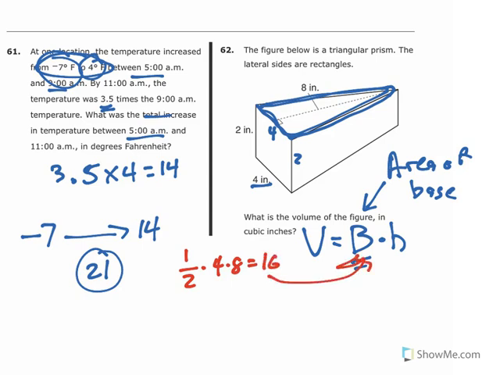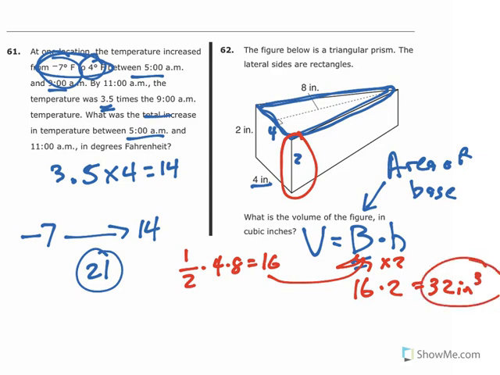The area of the base is 16. So that's how many cubes I could fit on the bottom. Obviously, they'd be kind of scrunched and cut because it's a triangle, but that doesn't matter. And it's going to be times the height, which is 2. So 16 times 2 is going to give us 32, and it's volume, but we don't really need to label units in this test, especially this question because they're saying cubic inches. It's going to be 32.